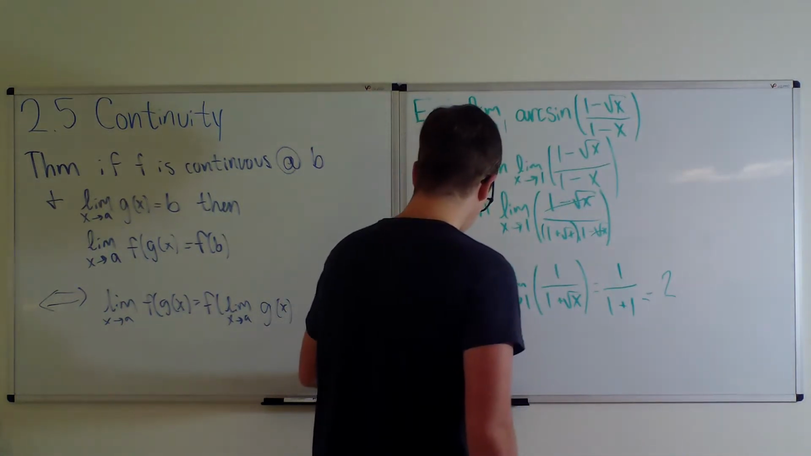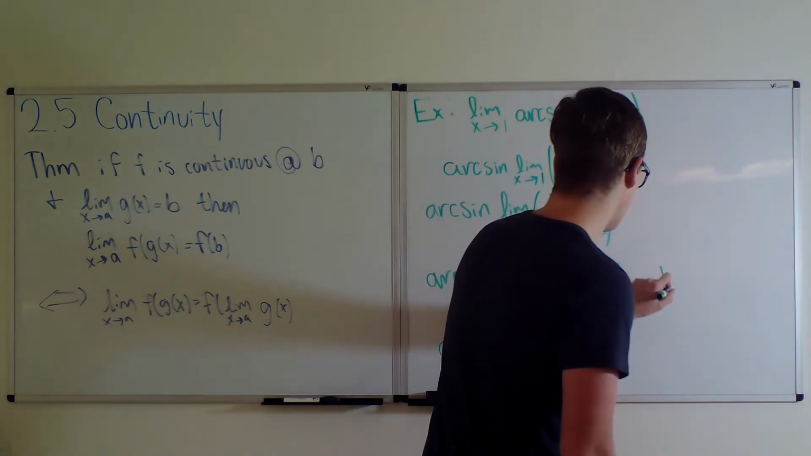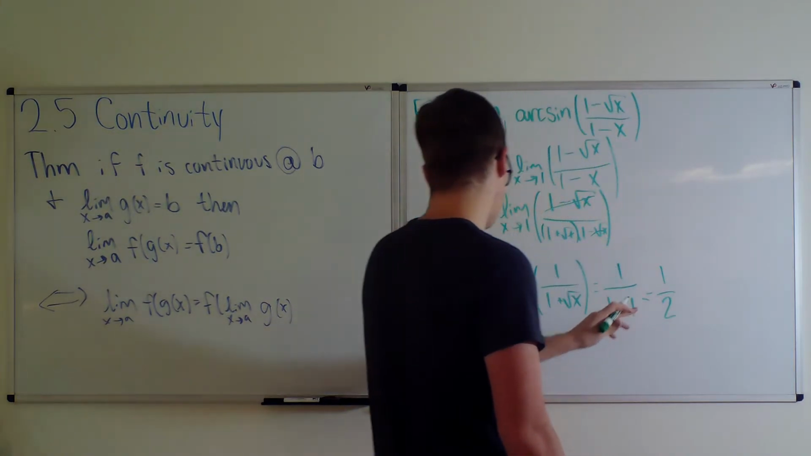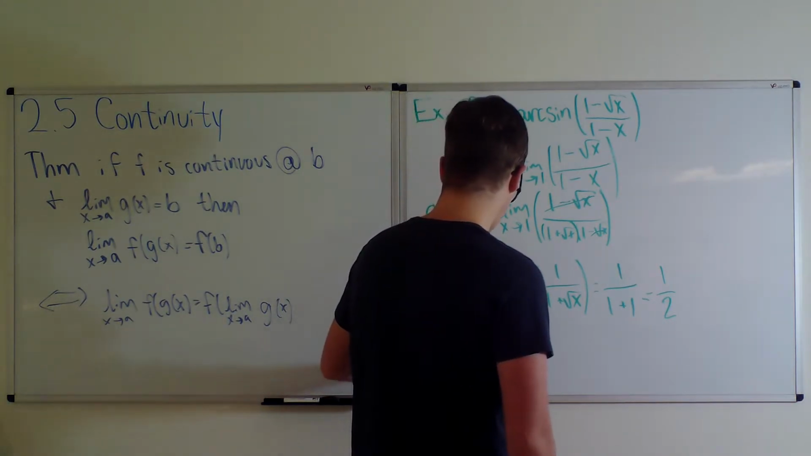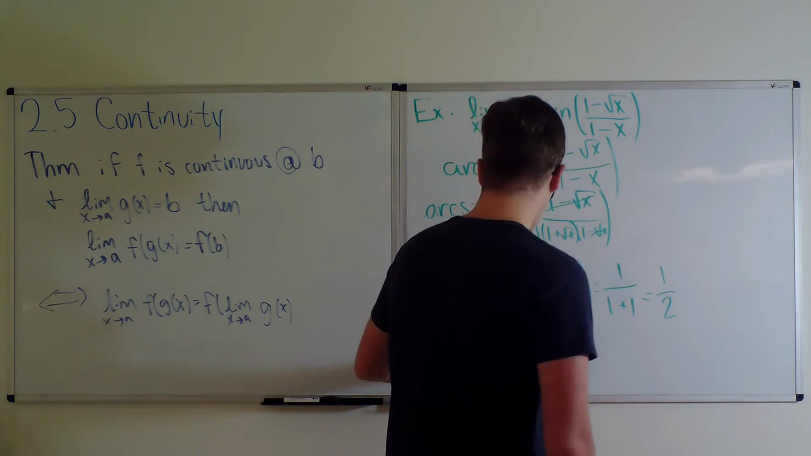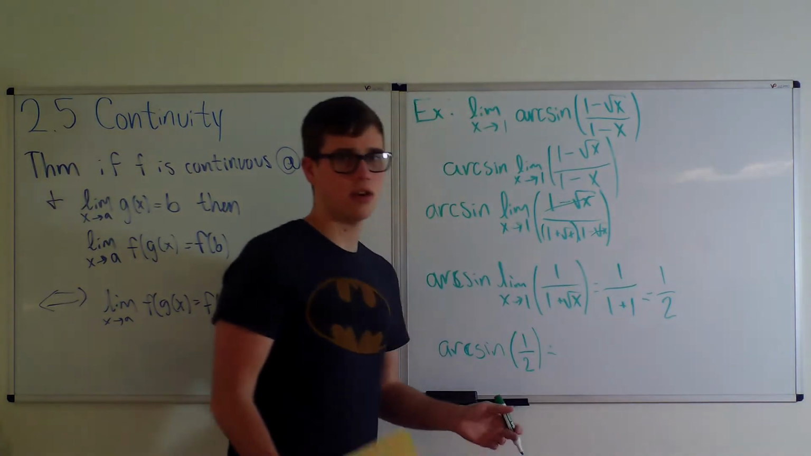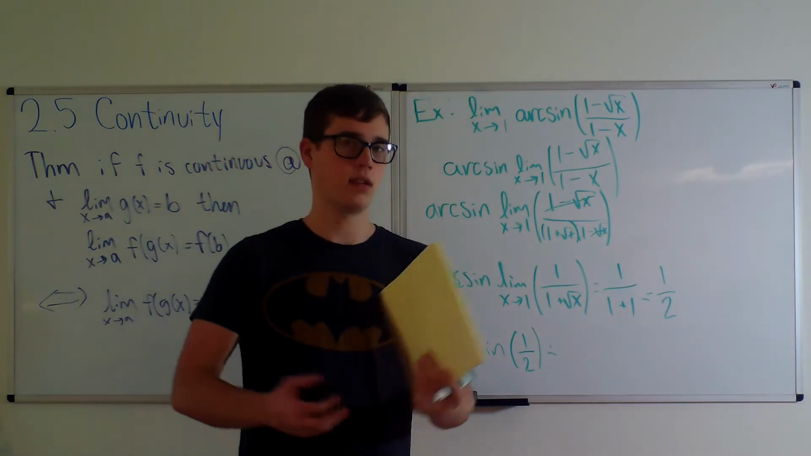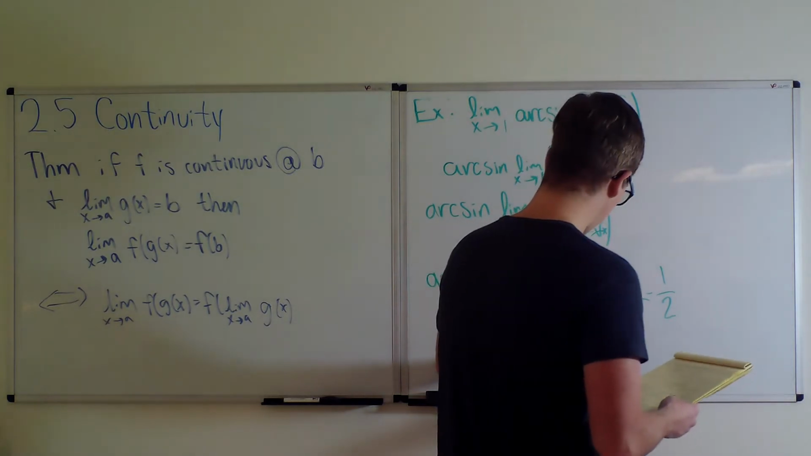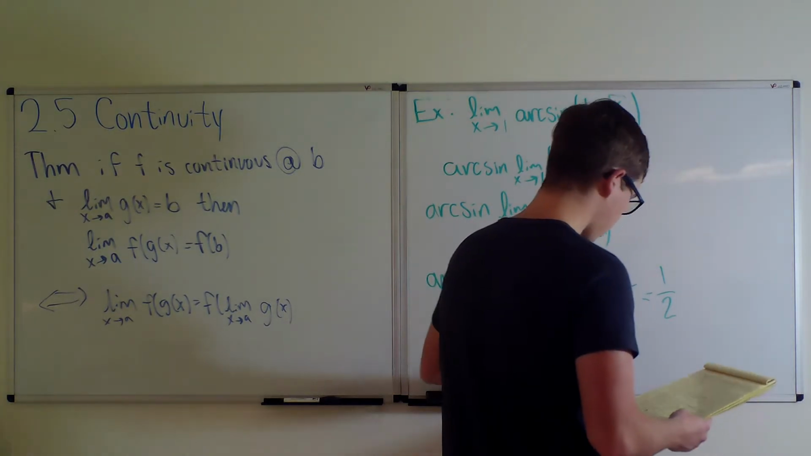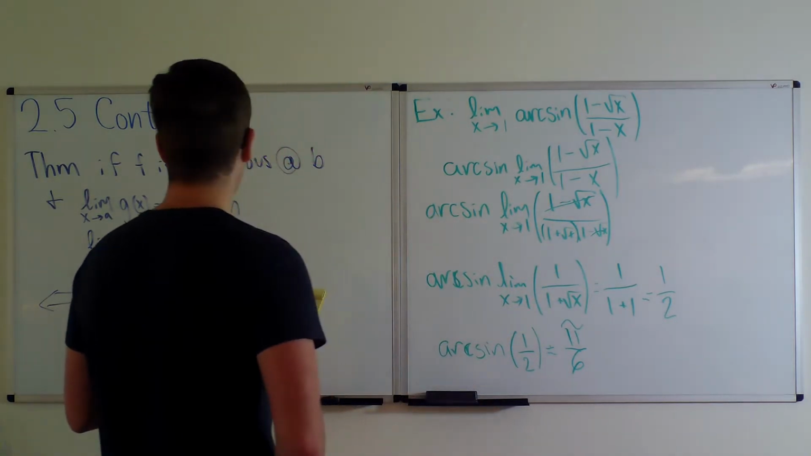So then arc sine of 1 over 2, it's equal to 1 half. And then arc sine of 1 half, you just kind of have to know, you have to look at the unit circle, that's just one of those things you got to know, is equal to pi over 6. So, that is how you use this theorem.